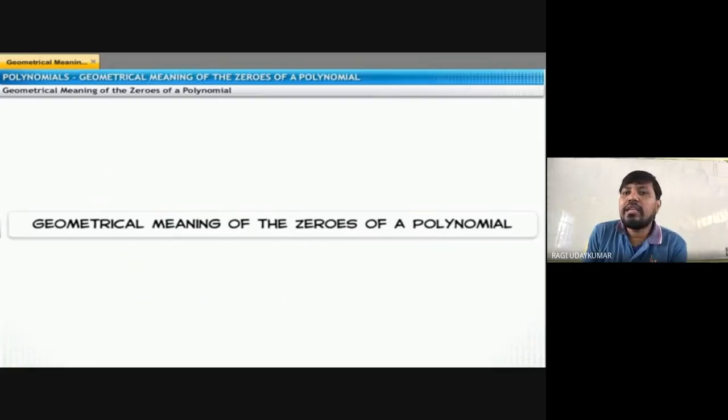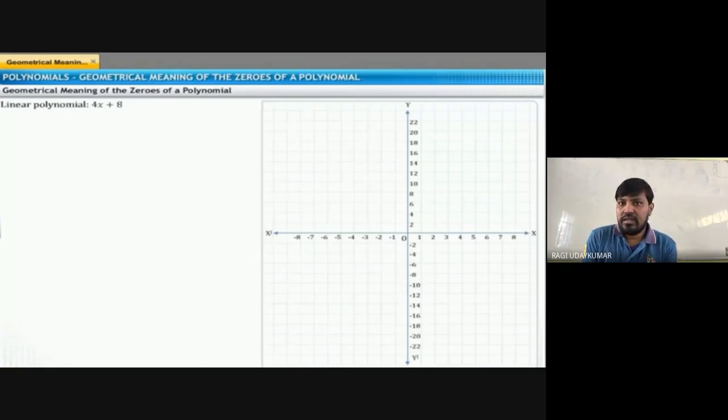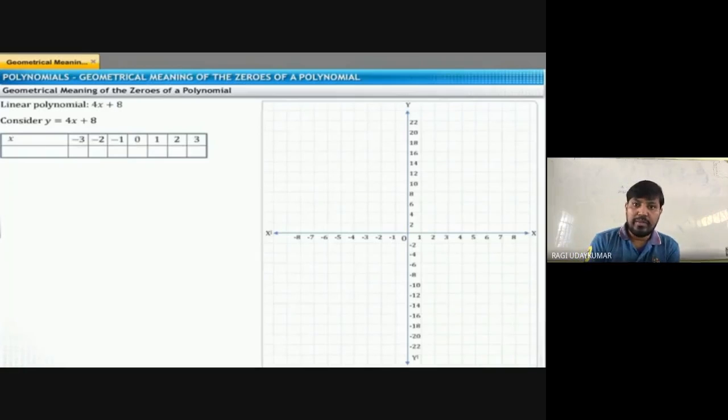Now, the geometrical meaning of the zeros of the polynomial. What is the meaning of geometrical? This is a very important concept, and you may have case-based questions also based on this. Case study questions can be framed here based on this concept. Geometrical meaning of the zeros of the polynomial, because one figure will be given to you, and what are the zeros of this polynomial and what is the value of the polynomial when x is equal to 2, like that questions can be framed based on that.